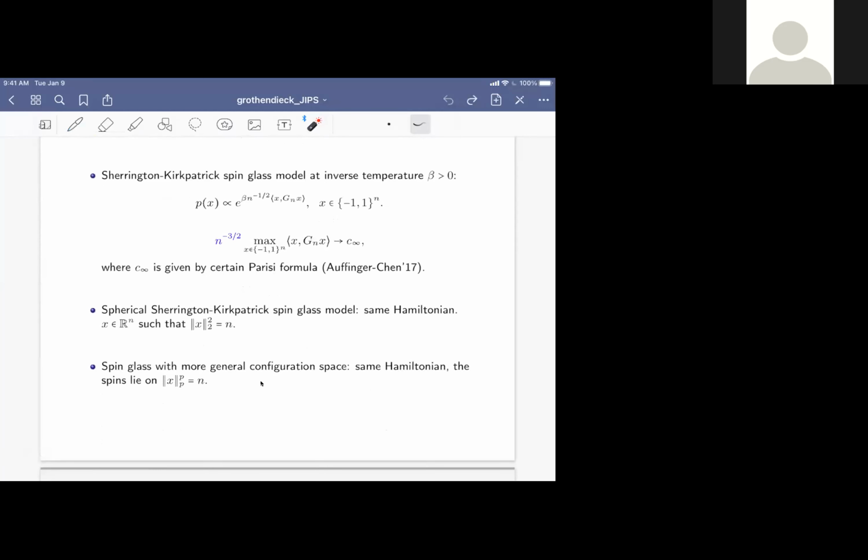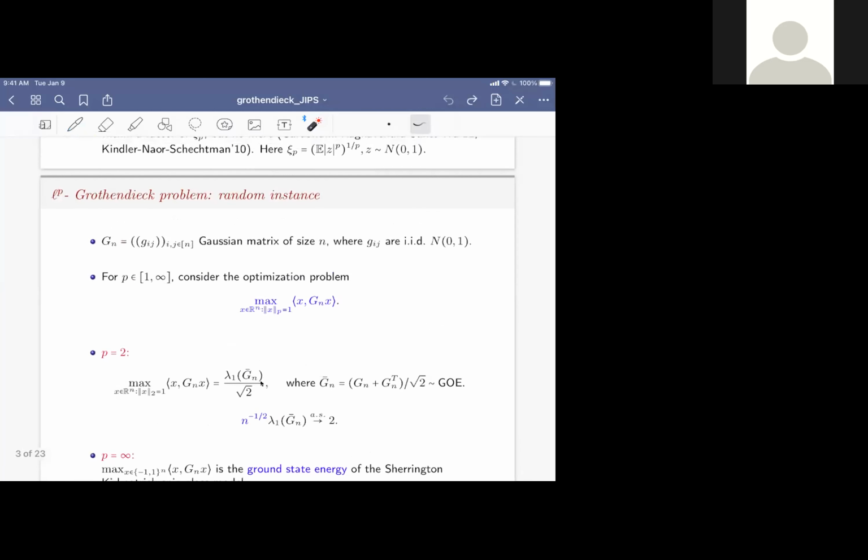So there is another variant of the spin-glass model, which is also very well studied. That is called the Spherical SK Model, where we have the same Hamiltonian, but instead of the discrete spin, we have continuous spin that sits on an L2 sphere of radius square root n. Similarly, we can consider spin-glass models with more general spin configuration spaces. For example, we can restrict the spins to lie on the suitable Lp sphere, and in that case, the ground state energy will correspond to our Lp-Grothendieck problem. So that's one of the motivations for studying this problem.